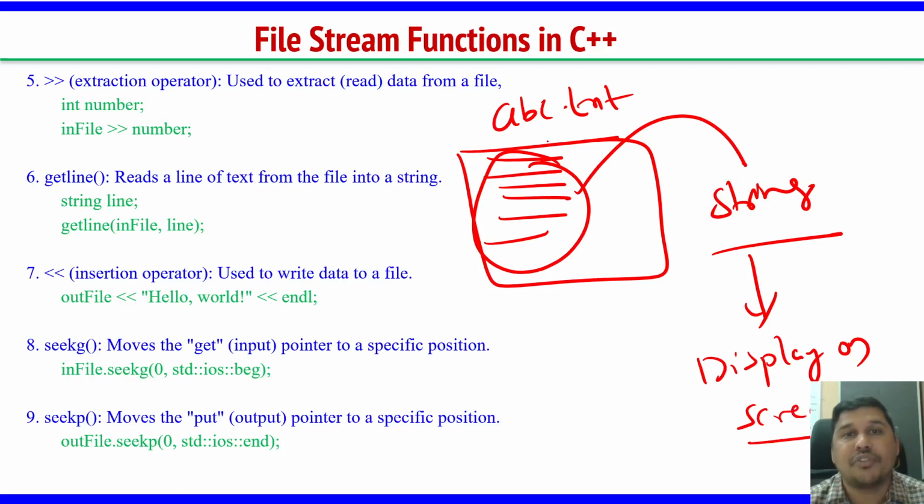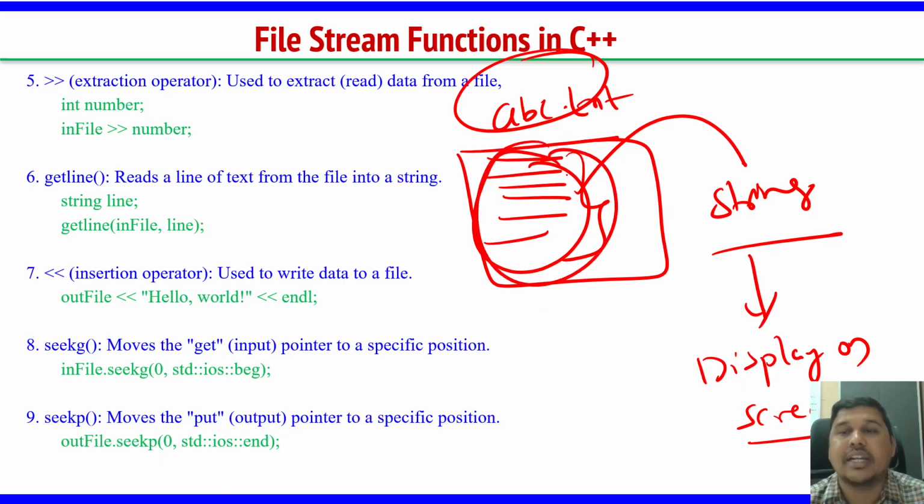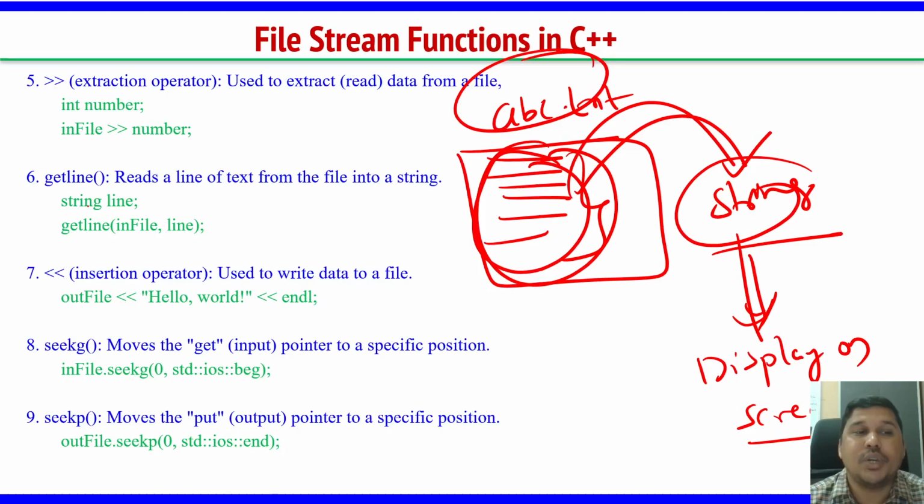If there is a file abc.txt with a lot of content in it and you want to read that content and put it on the screen, then you have to copy this whole content into a string variable, and that string variable you have to display. So for that we use the getline function. The getline function is useful for me to take the content from the file and put it into some string variable.